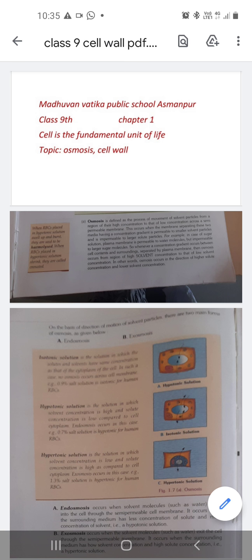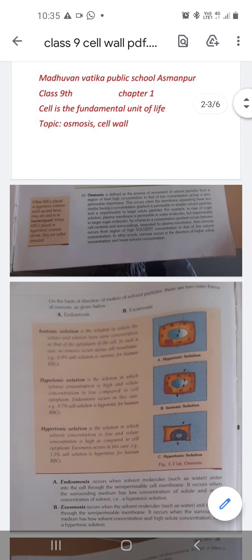This occurs when the membrane separating these two media having a concentration gradient is permeable to the smaller solvent particles and impermeable to the larger solute particles.